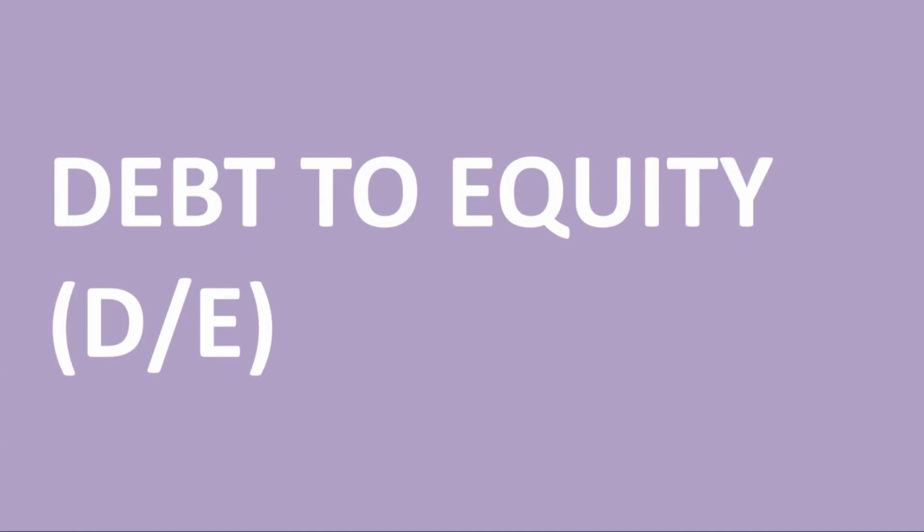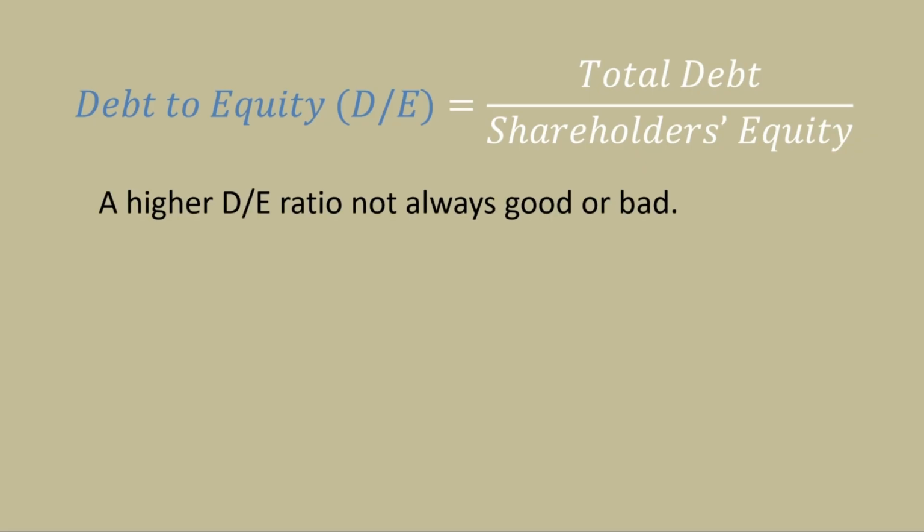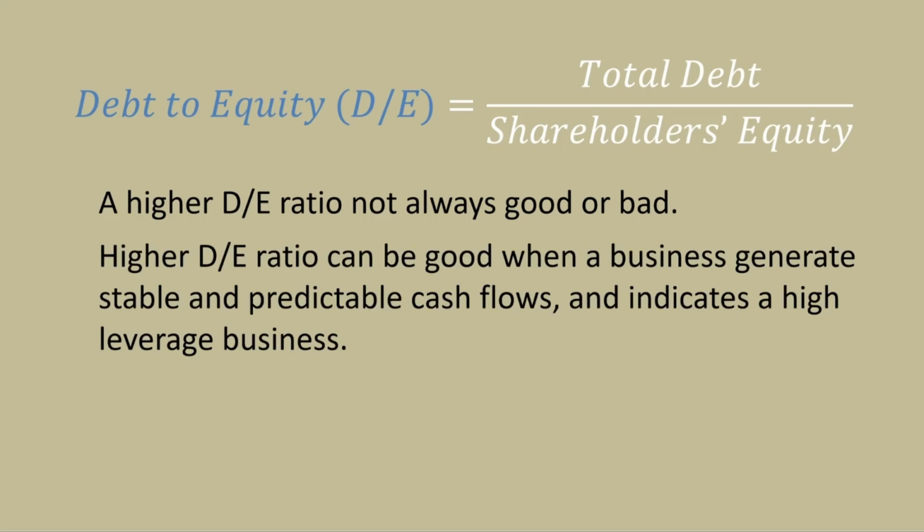The ninth one, debt to equity, or D/E ratio. D/E ratio equals total debt divided by shareholders' equity. A higher D/E ratio is not always good or bad. A higher D/E ratio can be fine when a business generates stable and predictable cash flows, and it indicates a highly leveraged business. But please note, total debt does not equal total liabilities.